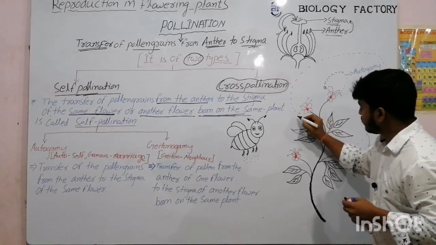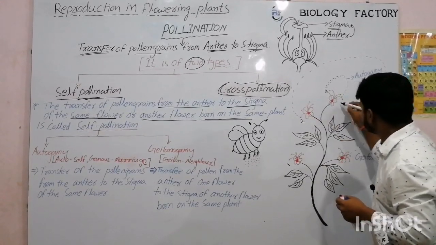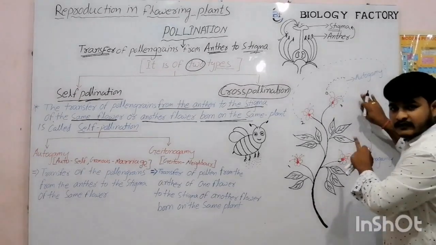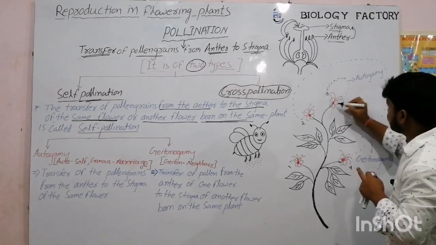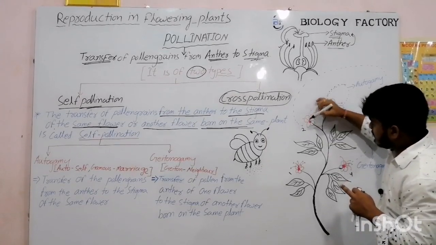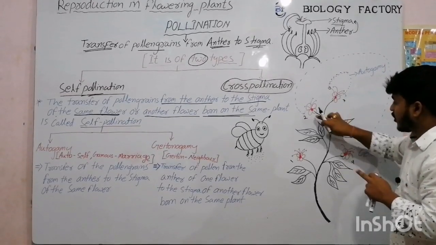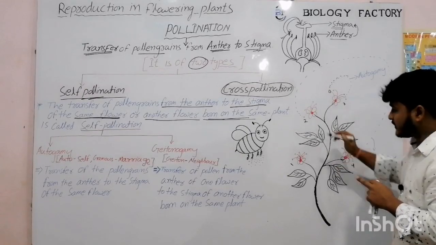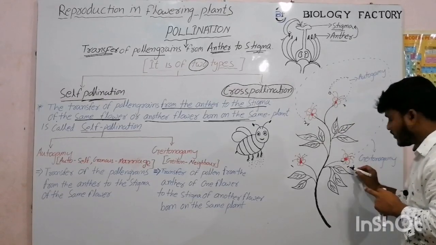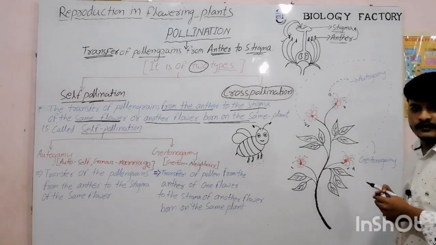If we take an example, this is flower number 1, this is flower number 2, this is flower number 3, and this is flower number 4. When pollination takes place in flower number 3, from its anther to its stigma, it is known as self-pollination. It also happens when the pollen grains are transferred from the anther to the stigma of another flower but borne on the same plant, from number 2 to number 4. That means number 2's anther pollen falls on number 4's stigma, but both are on the same plant, then it is known as self-pollination.